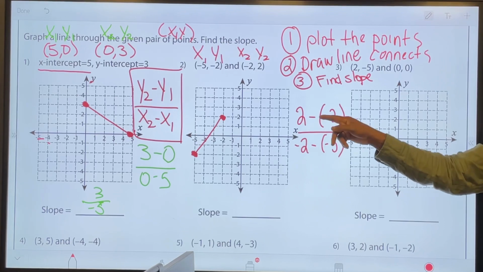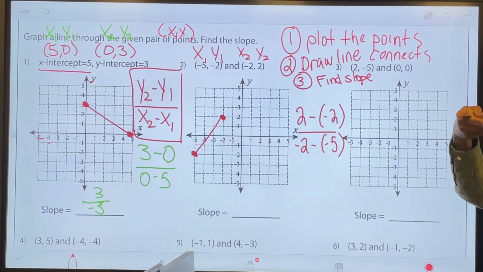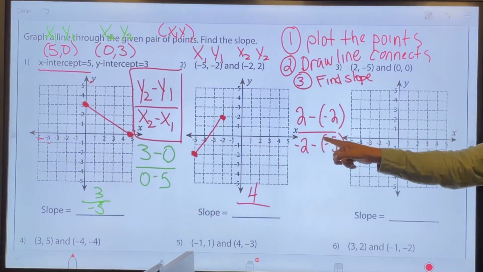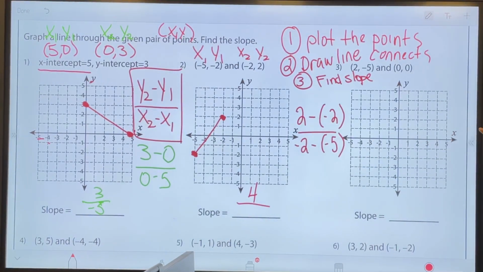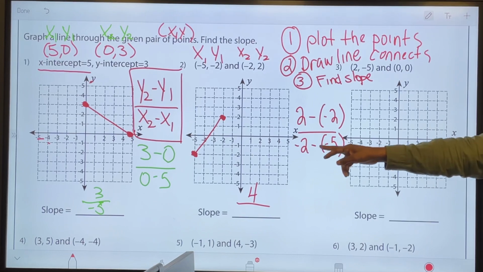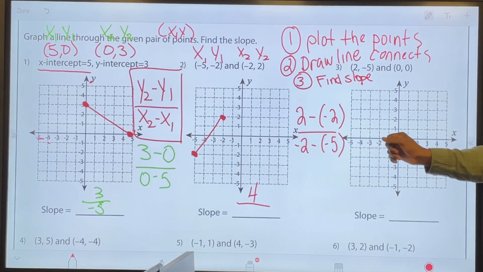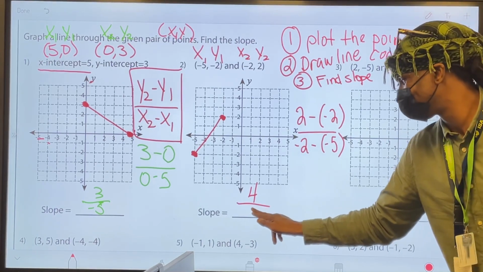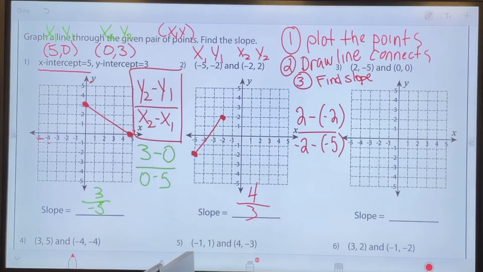Keep, change, flip. 2 minus negative 2 is, nice, 4 over, now I got negative 2 minus negative 5. Keep, change, flip. Negative 2 plus positive 5. Yes? Positive 3. Got you that time. So your answer is 4 over 3.